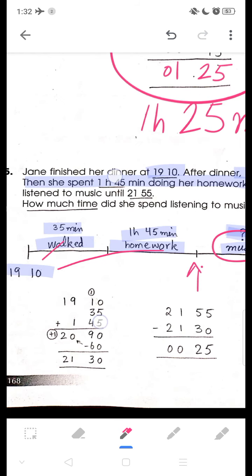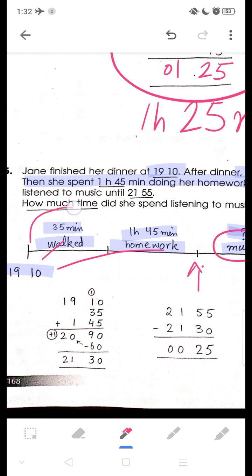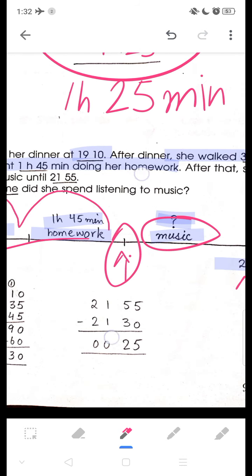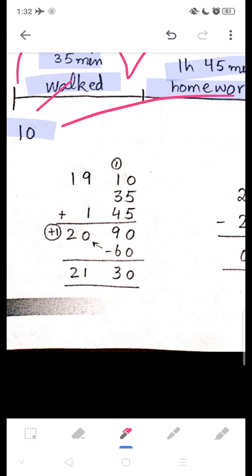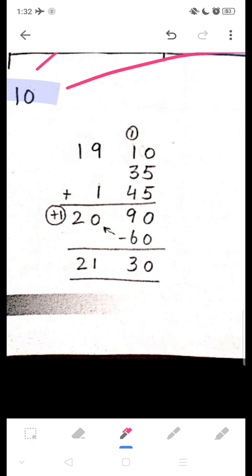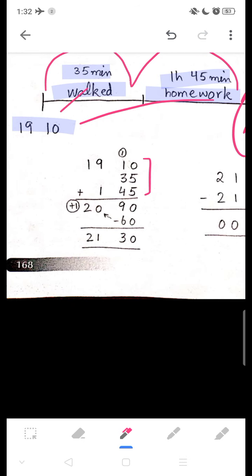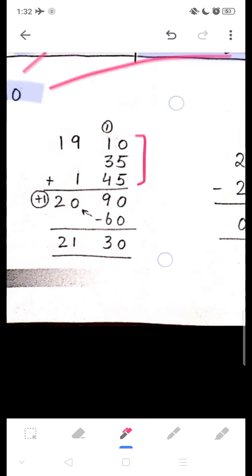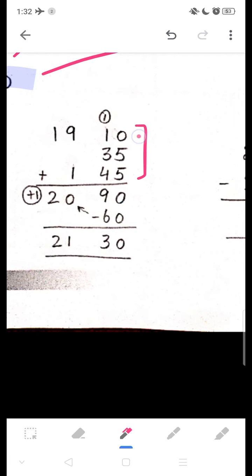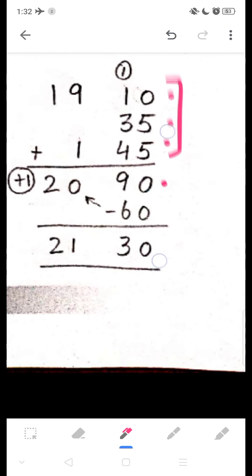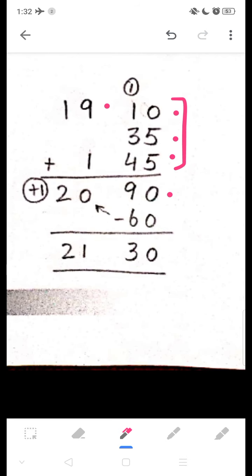For example, from 19:10, 35 minutes, then 1 hour 45 minutes, we will reach this point. So we will add these three: minutes in minutes and hours in hours. 10 plus 35 plus 45 is equal to 90. And then hours: 19 plus 1 is 20.